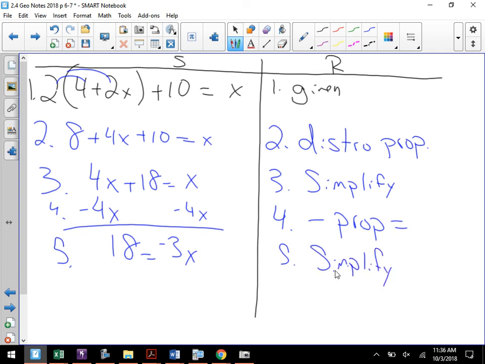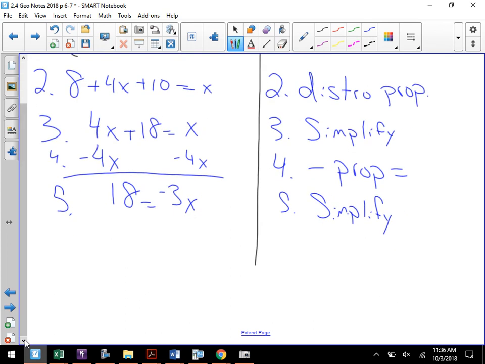Okay. And lastly, what do we do? Oh, I shouldn't say lastly, but what do we do next? Divide by what? Good. We're going to divide by -3. I did that to both sides of an equal sign, so divide prop equal. And then lastly, what do I get? And what's my reason?